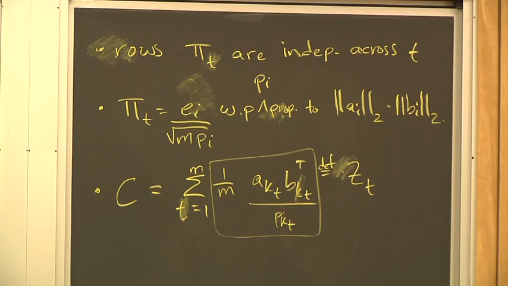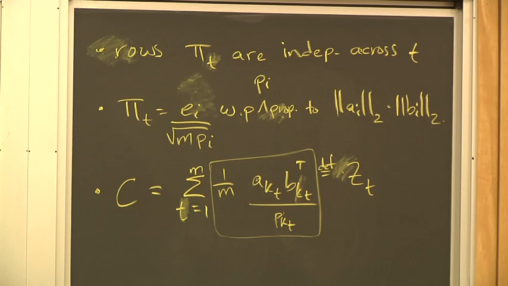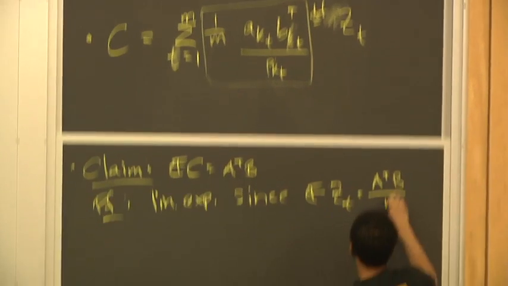Okay. So the first thing is, why do I want to scale by this? Basically, this is an easy claim: the expectation of C is equal to A transpose B. And the proof is just linearity of expectation, since the expectation of Z_t is equal to A transpose B over m, right?